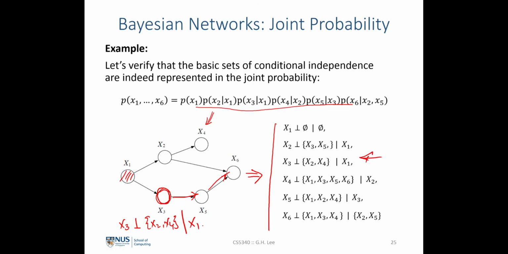So I leave all the rest; you should be able to read off all the rest of the conditional independences by following these rules, the parent-child relationship that we have described earlier on.